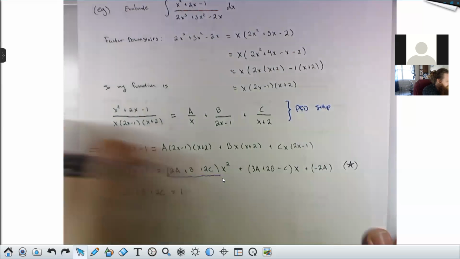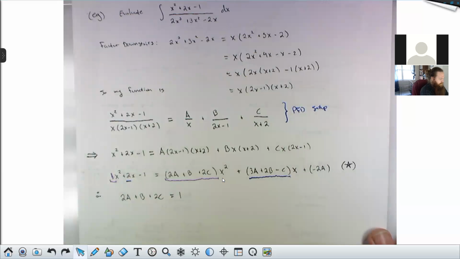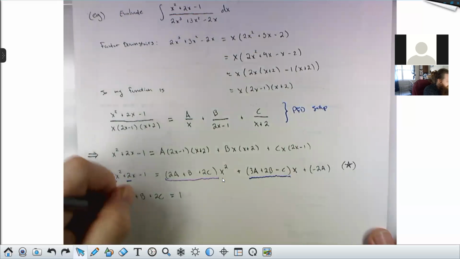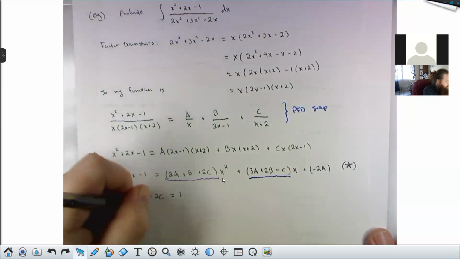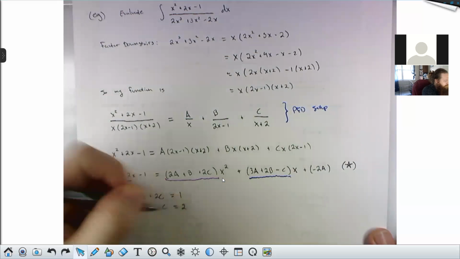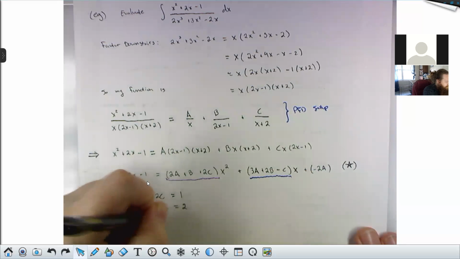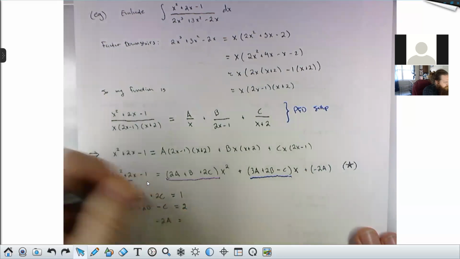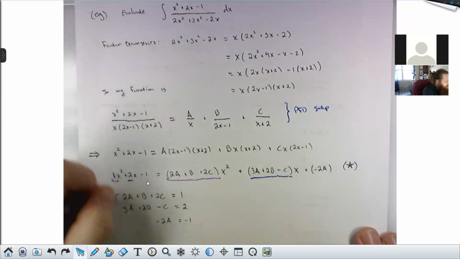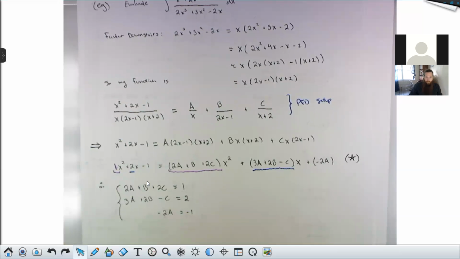This 2 has to be equal to this. That means 3a plus 2b minus c has to be equal to 2. And then finally, the constant terms have to match. Negative 2a has to be equal to negative 1. Alright, this is a system of linear equations that can be solved for the coefficients a, b, and c.